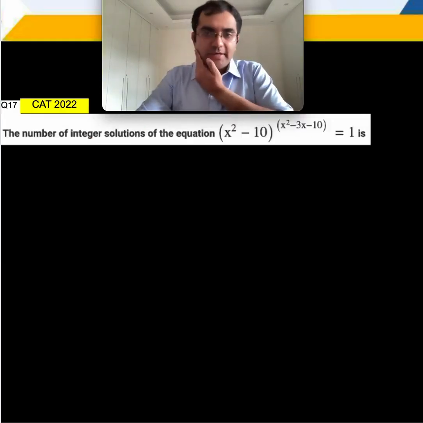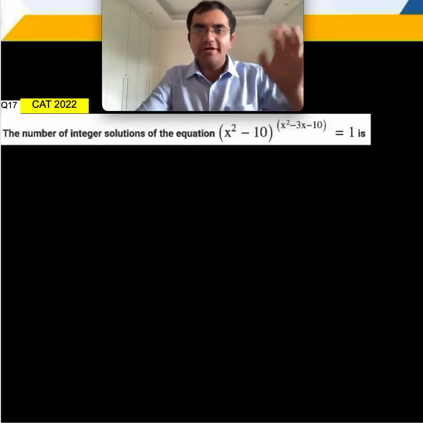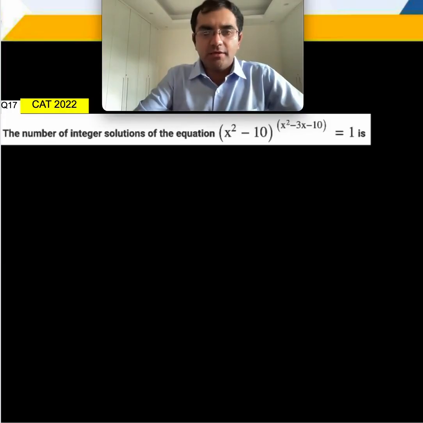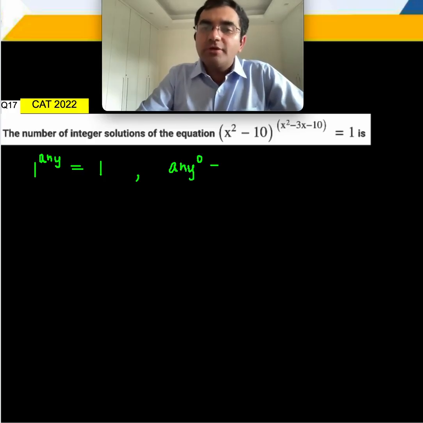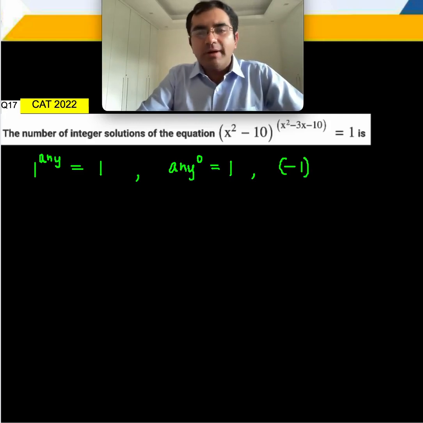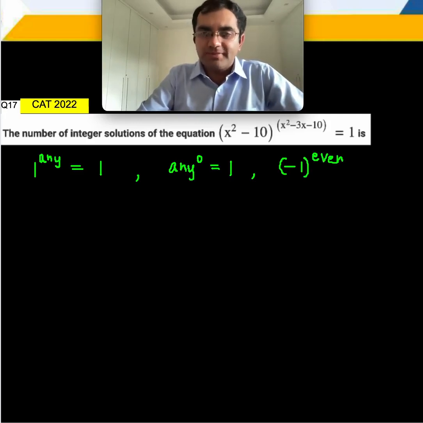A question on exponents, which we have already seen in the last year's papers. ये पहले आ चुका है. So something to the power something equal to 1 कब होगा? There are three possible cases. 1 to the power anything will always be 1, and then anything to the power 0 will always be 1, and then if you have minus 1 to the power some even number, then that will also be 1.